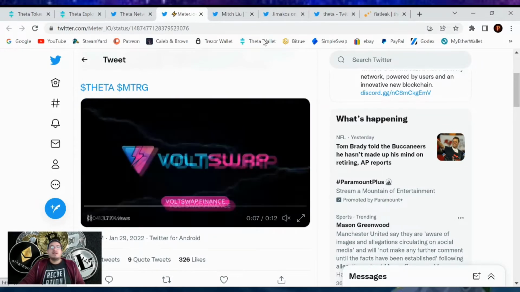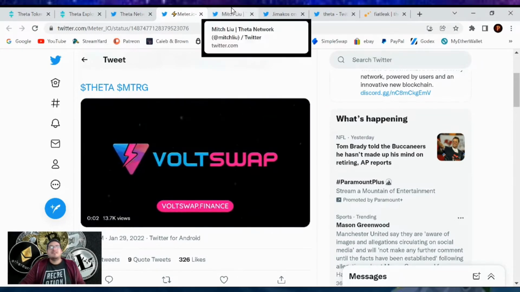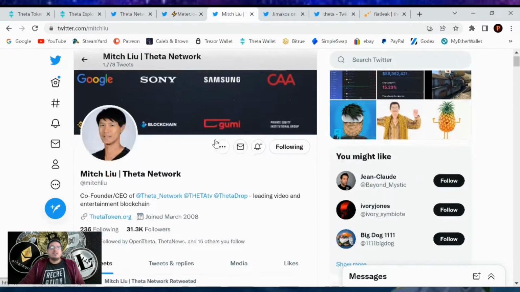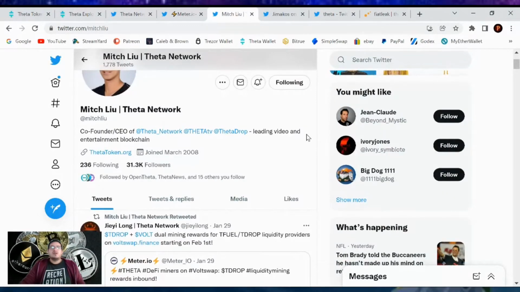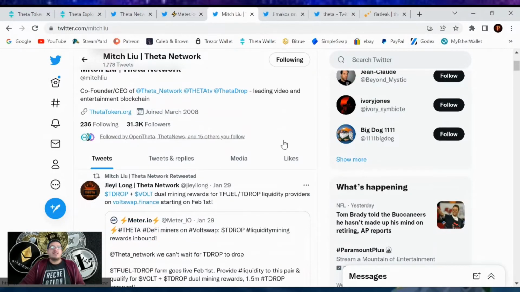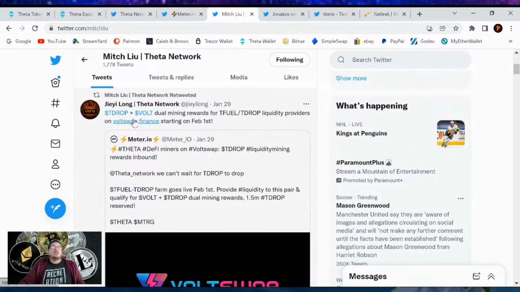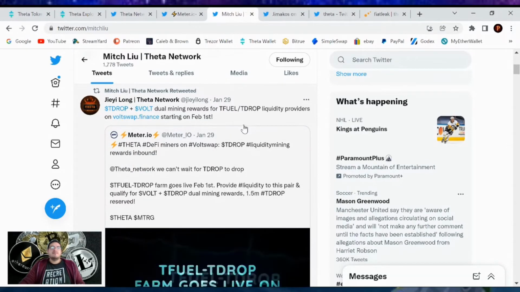Adding liquidity everywhere. Theta is going to be everywhere. Nice, nice, nice. And then also, I think Mitch Lou tweeted out about it too. Mitch Lou is a CEO and co-founder of the Theta Network and Theta TV. And when he didn't tweet about it, he retweeted Jay Long's tweet: T-Drop, dual mining rewards for T-Fuel and T-Drop liquidity providers on Volt Swap Finance starting February. So yep, exciting.